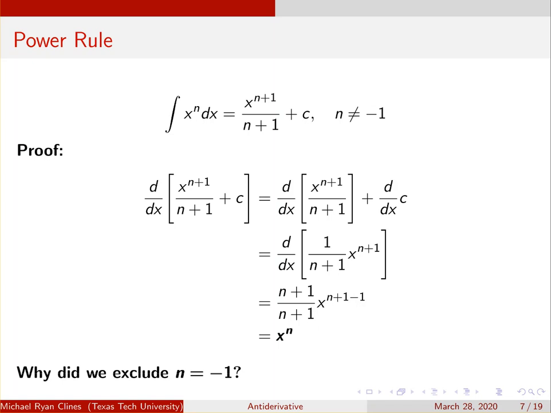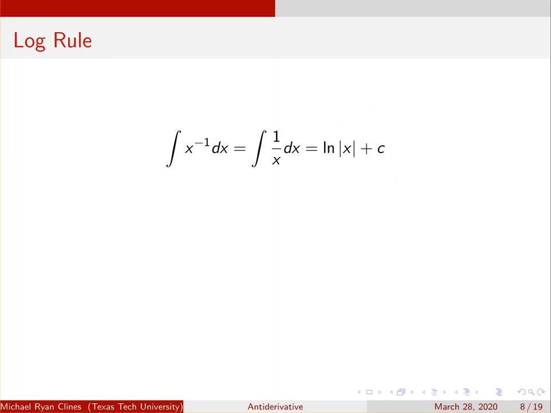If n is equal to -1, that's like saying we do not have an integral of 1 over x. That's ridiculous. If you thought that, then you get a little ahead of me, because the next rule we want to introduce is the log rule. This is why we call it the log rule. The integral of x to the -1 dx, which is the same thing as the integral of 1 over x dx, because remember, negative exponent means you take the reciprocal. That is just equal to the natural log of the absolute value of x plus c.